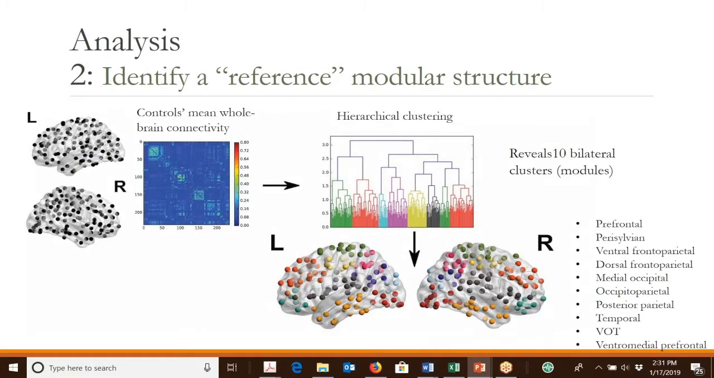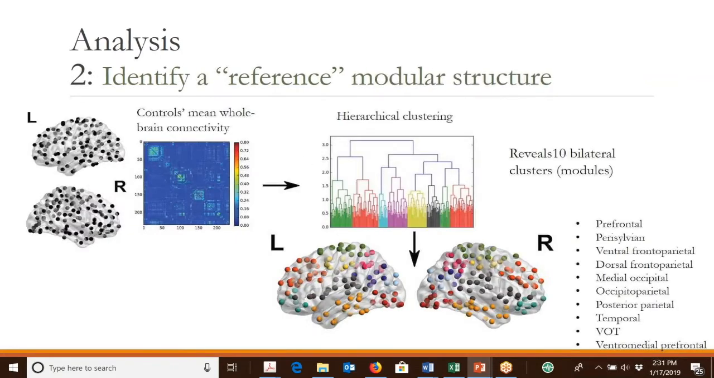The second step is to identify a reference modular structure. Remember I said that these measures of modularity, PC and WD, require a reference structure for their computation. So for this, we take the average matrix of all the control subjects in control group one. We subject that to hierarchical clustering that's looking to identify the grouping of the nodes in terms of their connectivity. And from that hierarchical clustering analysis, we identify 10 clusters, and it turns out that they are bilateral clusters. Again, we can talk some more about that if people are interested.